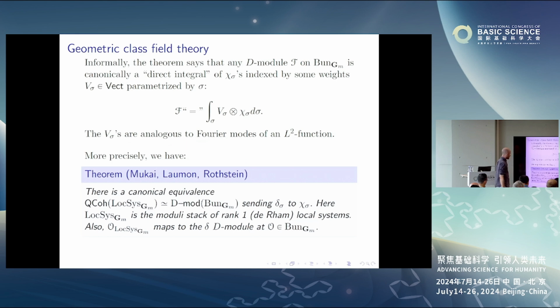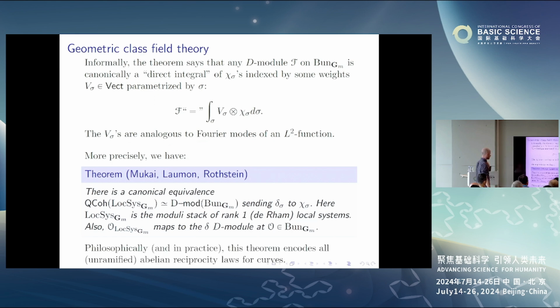The idea is it's like in Fourier theory that somehow on one side you have skyscraper sheaves at characters, and those map to the characters themselves. And on the other hand, you have the constant function 1, which is like a trivial character, and that's mapping to a delta sheaf at the origin. And so philosophically, and also in practice, although again I don't want to spell this out, this encodes all the maybe unramified abelian reciprocity laws that you can possibly think of for curves. They're all sort of hidden here one way or another.